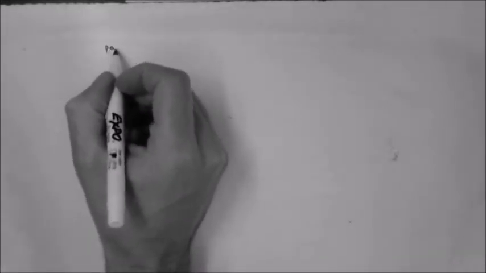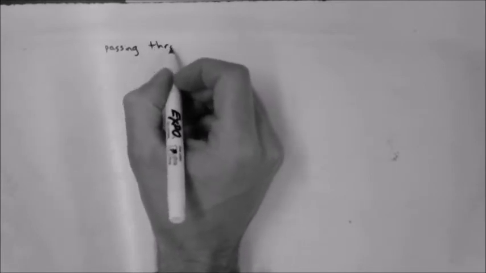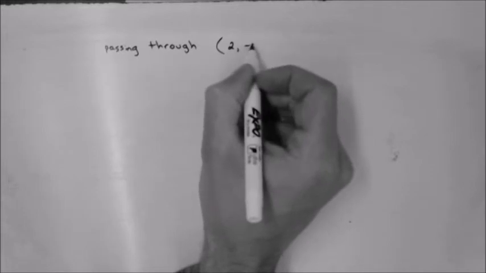Here we go. Example 3. Find equations of lines parallel or perpendicular to the given line. Find the equation of the line that is parallel to x minus y minus 12 equals 0. And there's a note missing there for you. You need to add this to the end of that example: passing through the point 2, negative 5.